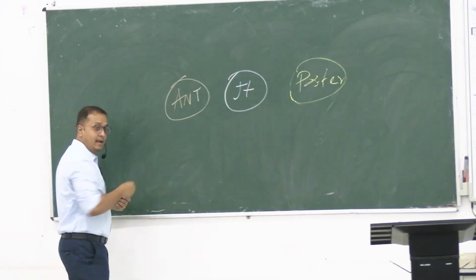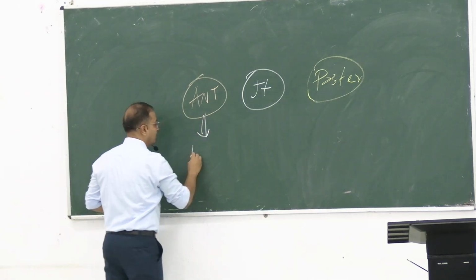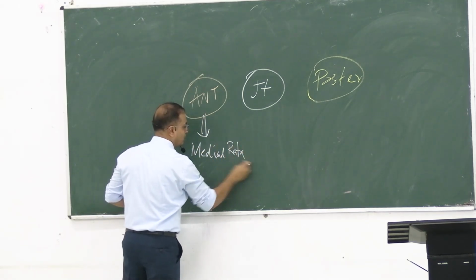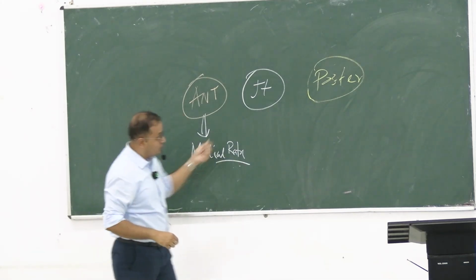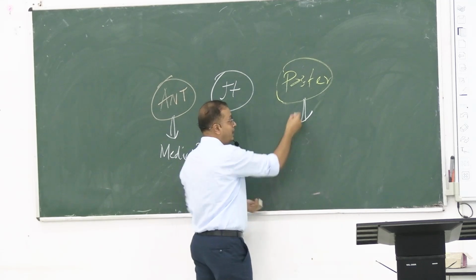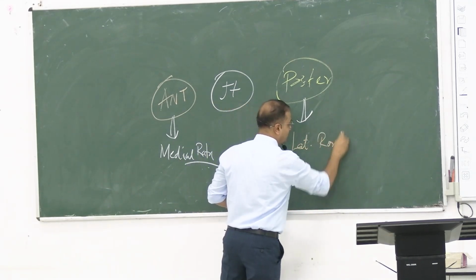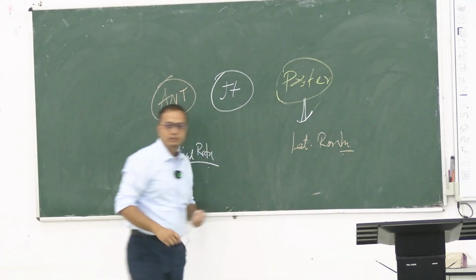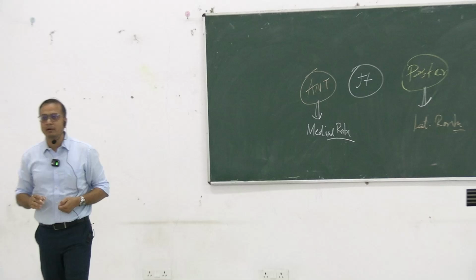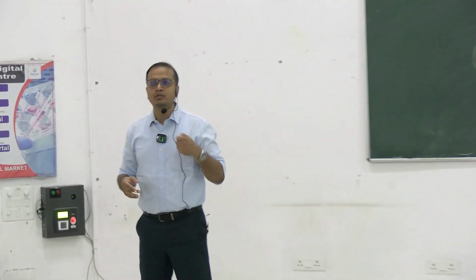So if it is ending anterior to the joint, it will be a medial rotator. If they are ending posterior to the joint, it will end up in lateral rotation of the joint. So this is a simple rule that you have to appreciate, whether these particular muscles are ending on the anterior aspect of the joint or the posterior aspect of the joint.